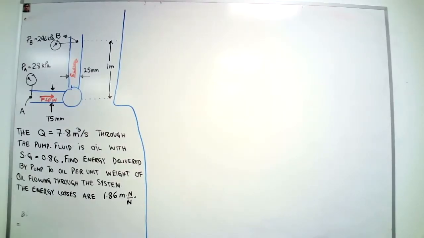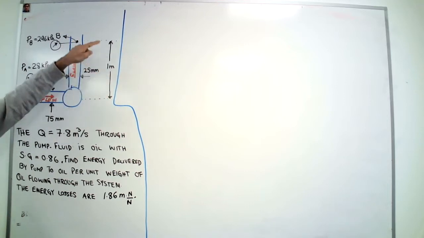Okay, everyone. We have a pump which is moving the oil from point A to point B. The pressure at point A is 28 kilopascal, and the pressure at point B is 296 kilopascal. The diameter of the pipe here is 75 millimeter. The diameter of the pipe after the pump is 25 millimeter, and it is lifting oil of a specific gravity of 0.86 to a height of 1 meter.